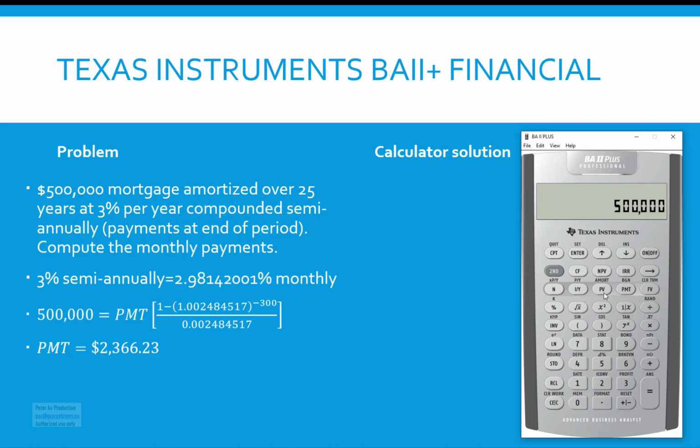Press PV. The future value is 0. Press FV. We compute the payment. CPT, PMT. The payment is $2,366.23 per month. Again, the negative indicates money going out.